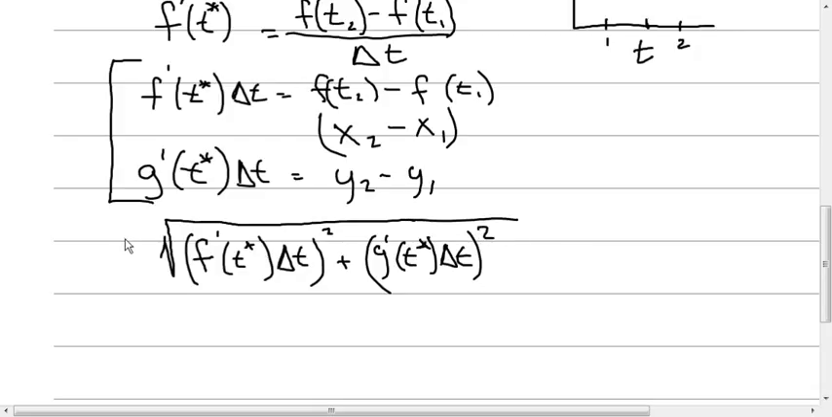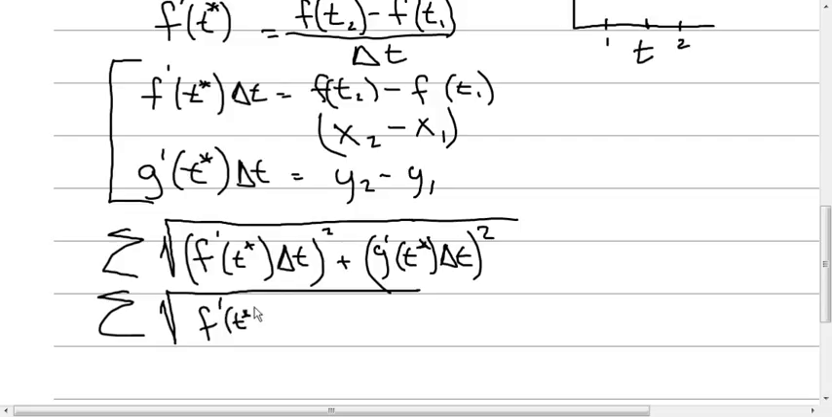And then if we were to sum over all the possible line segments along the curve of interest, this is going to get our estimate. Notice that this delta t is squared in here. We can factor out a delta t squared, but then we can bring it out of the square root sign. So this becomes the sum of f prime t of our special point squared plus g prime t of a special point squared.